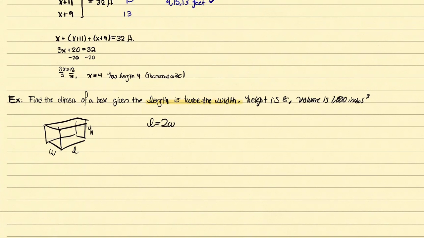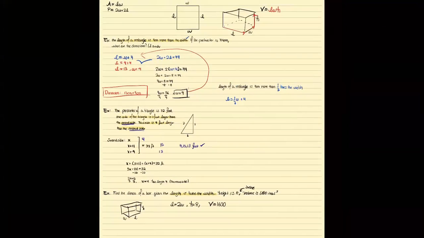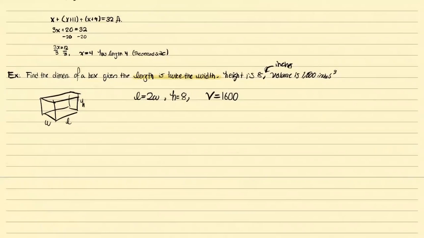We know also that height is 8 inches right away. There should be an inches right here. So height is 8. We also know the volume is 1600 cubic inches. And just like I said above, when I wrote this box up here, if I am to solve any equation involving this concept with 3 unknowns, I'm going to need 3 equations. And here are my 3 equations right here.